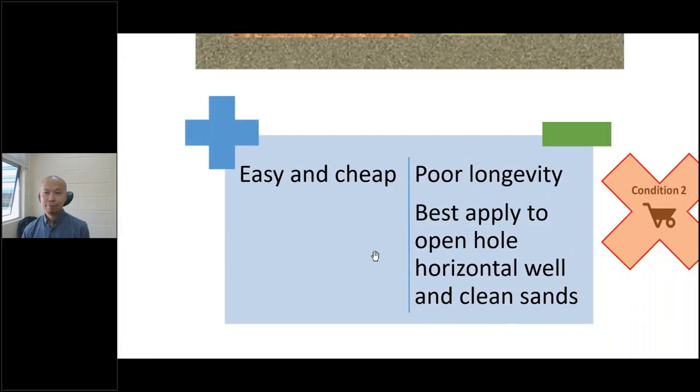Okay, so the plus point is easy and cheap, but just like anything easy and cheap, it might not be good. But don't get me wrong, provided that we do it correctly, this open hole standalone can work. The problem here is if we just apply this open hole standalone everywhere without a proper design or without proper execution, because execution is also critical here. The drawback is generally it has poor longevity, and it has a limited application area envelope.